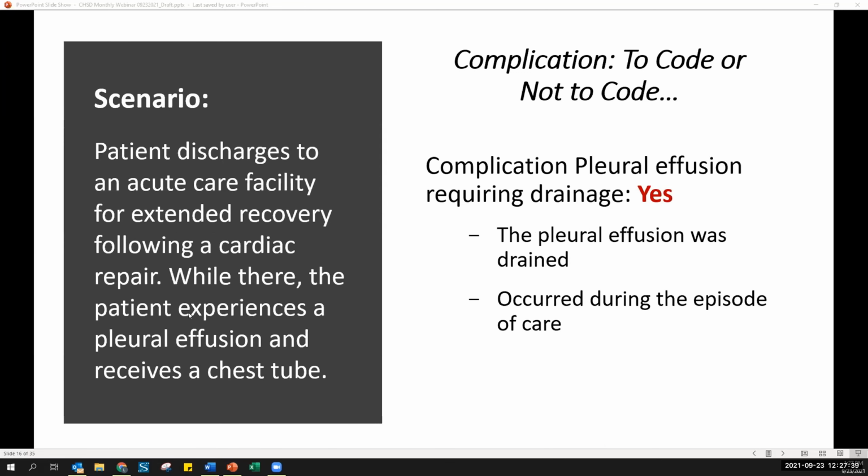Patient discharges to an acute care facility for extended recovery following a cardiac repair. While there, the patient experiences a pleural effusion and receives a chest tube. And you find this out because you called your friend, a data manager across town, and you obtain this information. Do you go back and code it on your case, the pleural effusion requiring drainage? The answer is yes, the pleural effusion was drained, and it occurred during this patient's episode of care. Next slide.